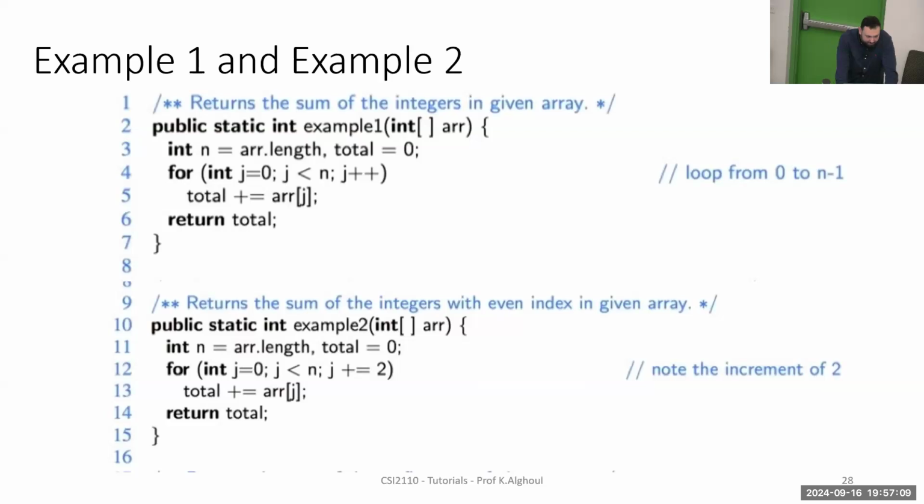So now we have another example here. Let's take a look at this one, guys. Both of them are also doing the same exact thing. I want to analyze them.